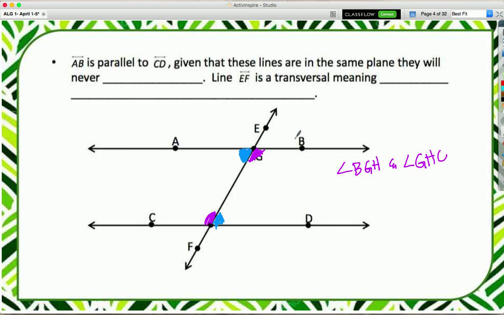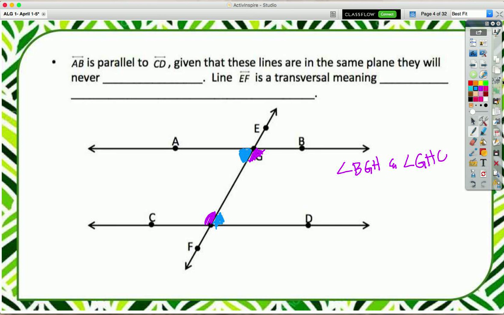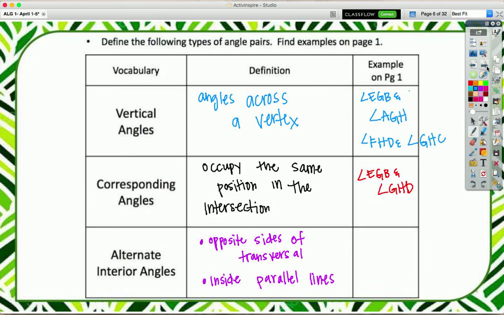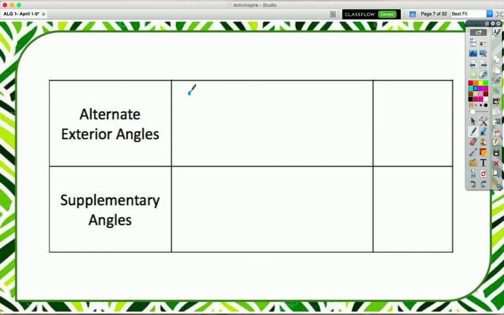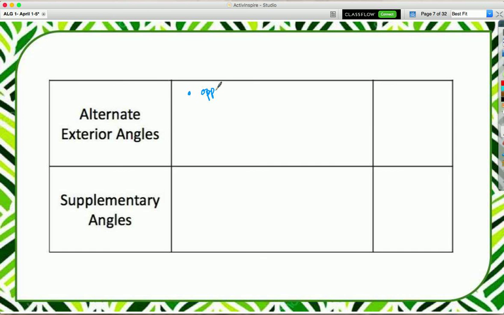Okay. All right, so the next one we have is alternate exterior. It's almost the same as alternate interior, except it does have to be on the opposite sides of the transversal. But the difference is it needs to be outside of the parallel lines. So opposite sides of the transversal.